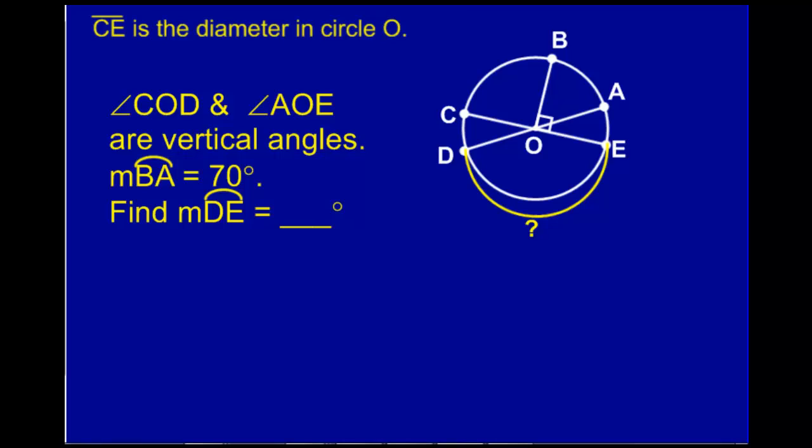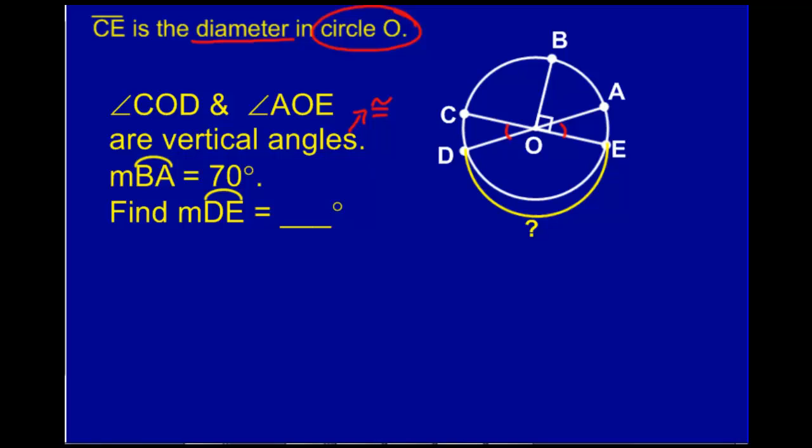Okay? So here we go again. Another very similar type of thing. We have a diameter. We got circle O. Hopefully by now we're recognizing that that's the center. Here's our diameter. And we have angle COD and angle AOE are vertical angles. That's a term from earlier in the year. And one of the connections we want to make with vertical angles is that they are congruent. So angle COD and angle AOE, those are congruent.